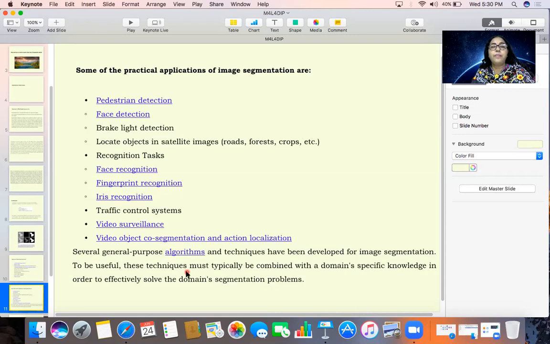Several general purpose algorithms and techniques have been developed for image segmentation. To be useful, these techniques must typically be combined with domain-specific knowledge in order to effectively solve the domain segmentation problem.